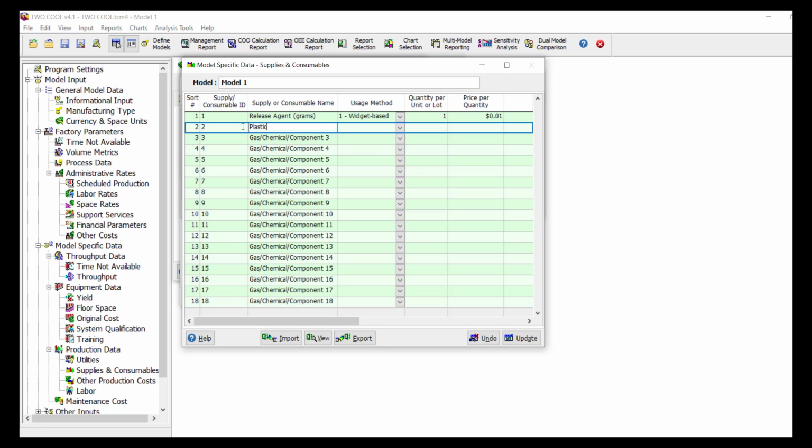Note that the price per quantity is the cost per gram, not the cost for the total number of grams. TooCool calculates the total cost based on the entries and the volume of production. The form is entered the same way, but it can be used 1,000,000 times. So the quantity per unit is 5 zeros and a 1, and the price per quantity is 10,000.